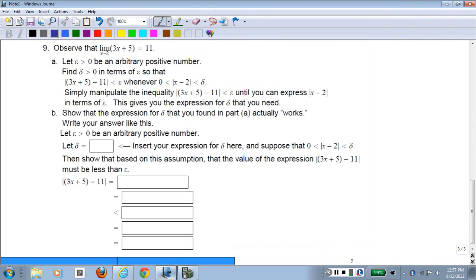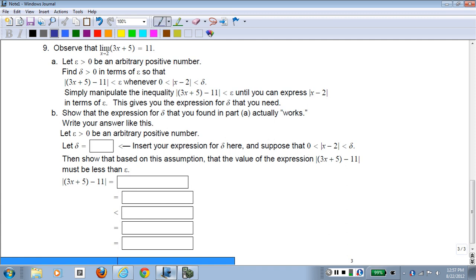We want to show that the limit of 3x plus 5 as x approaches 2 equals 11. First, does it look like it does? If x gets really close to 2, then 3 times x is going to be really close to 6. And then 3 times x plus 5 is going to be really close to whatever 6 plus 5 is, 11. So yes, it looks like that's going to be the value of the limit.